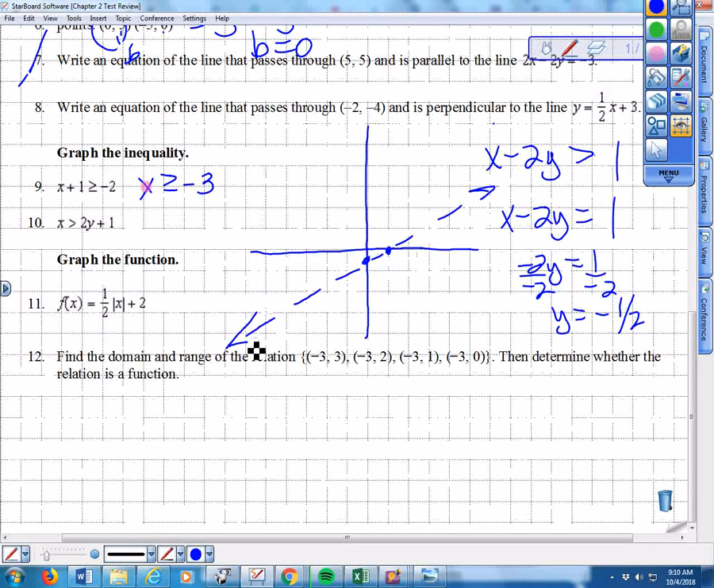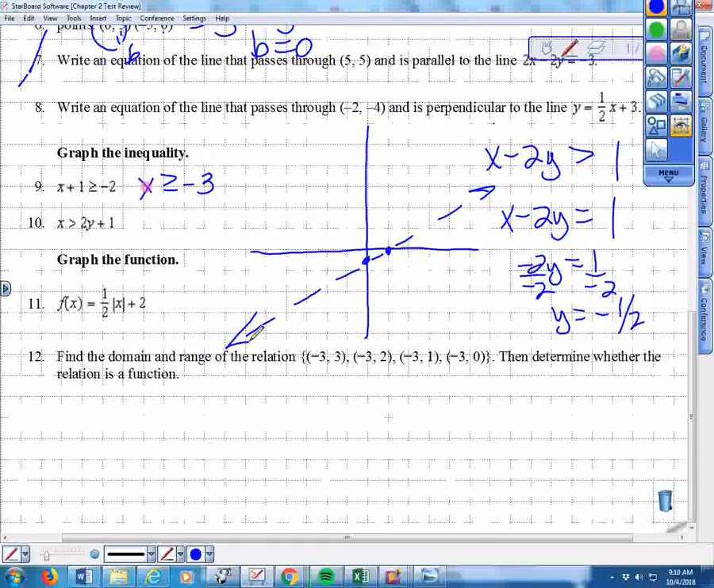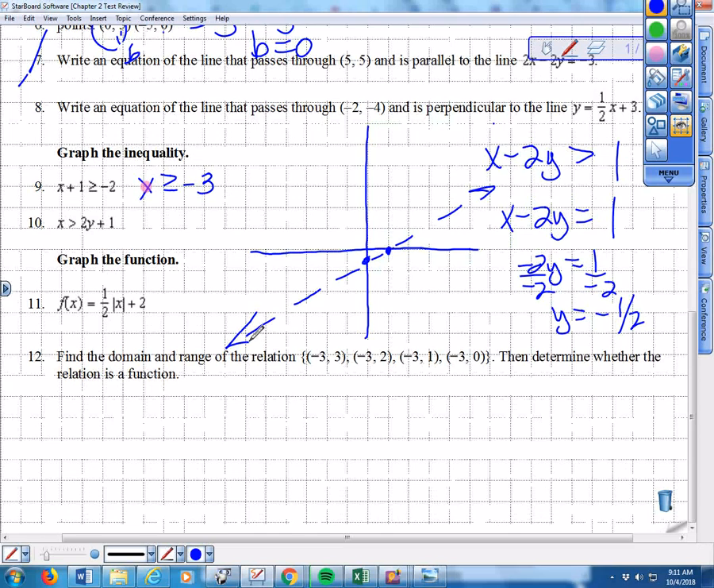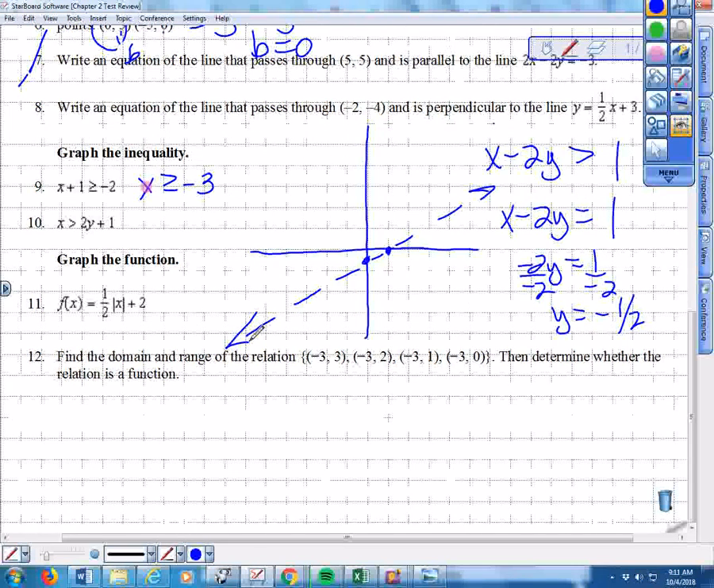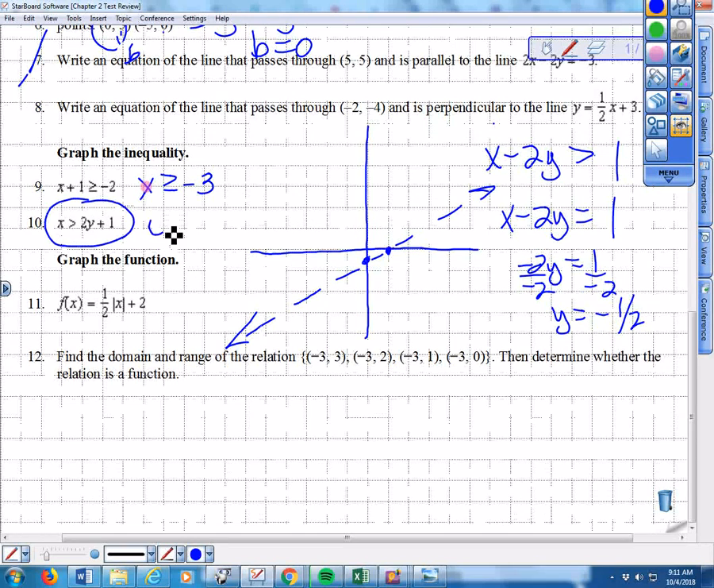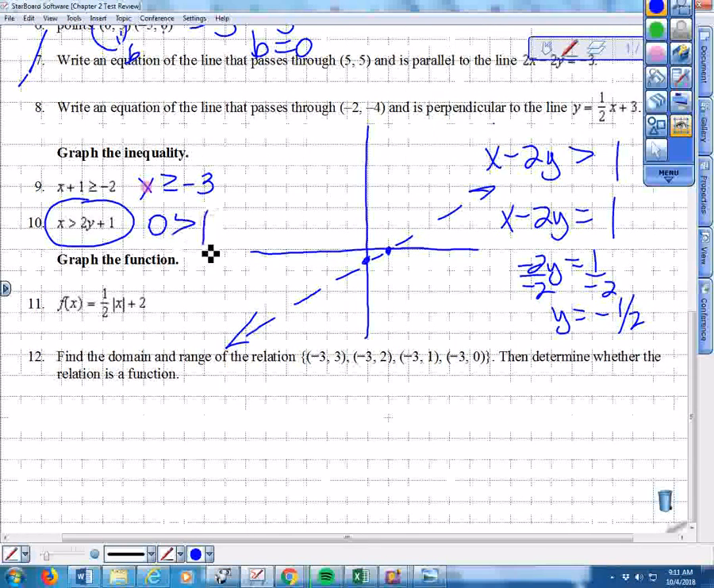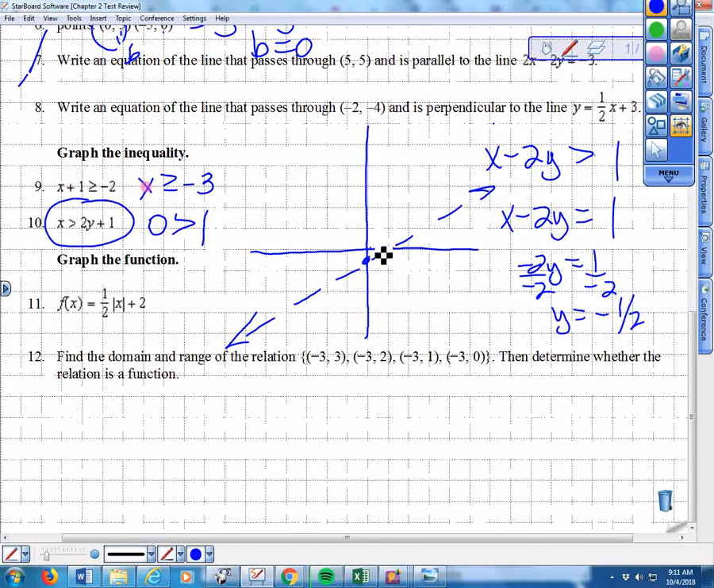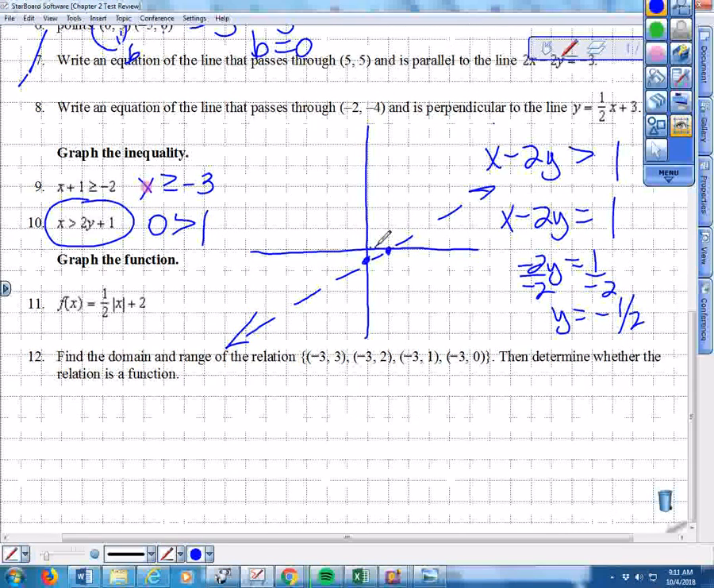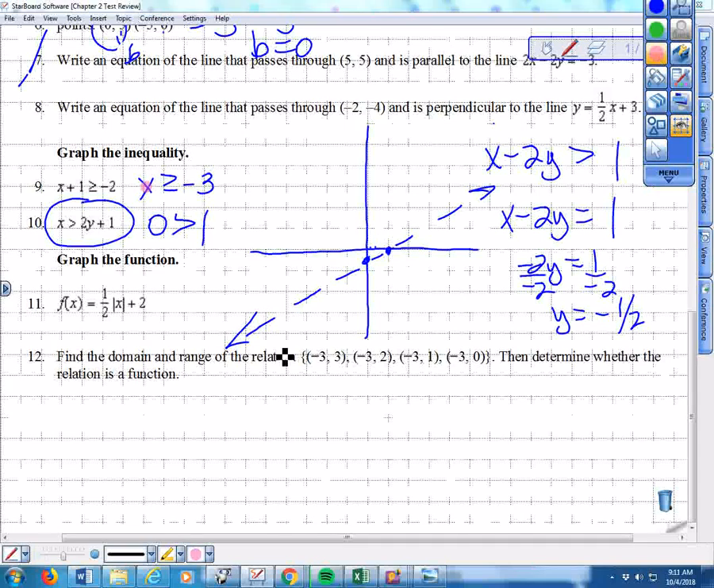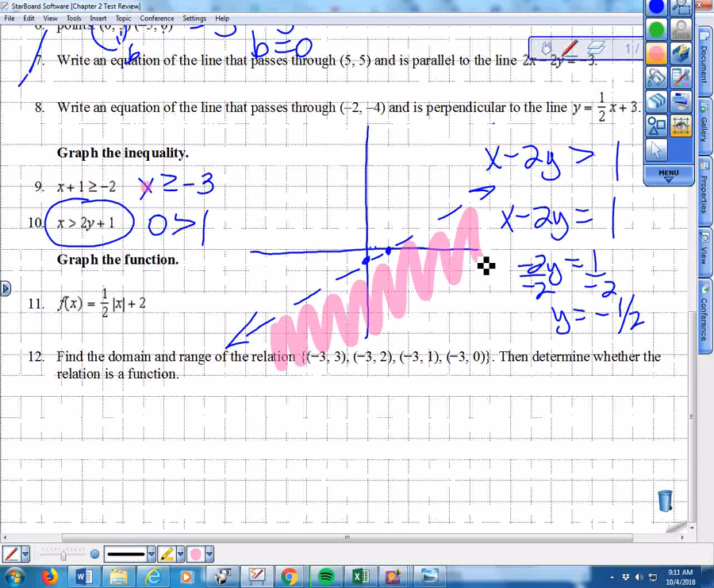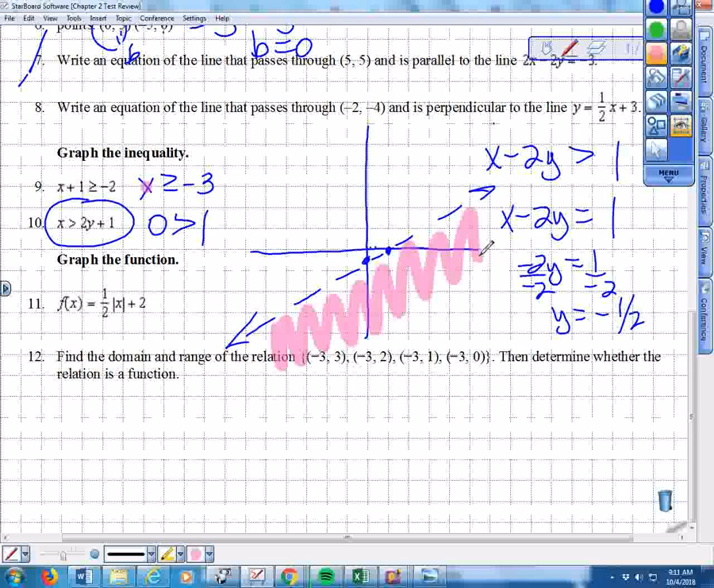And there's my line. Now I have to shade. Is 0, 0 on my line? No, so I can use it as a test point. I put 0, 0 into the function as it's written here. Is 0 greater than 1? No, so this point is not included in the shading, which means it has to be the other side of the line. That's where the shading happens.